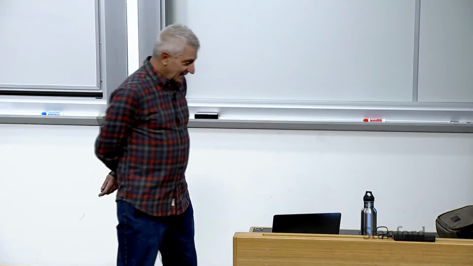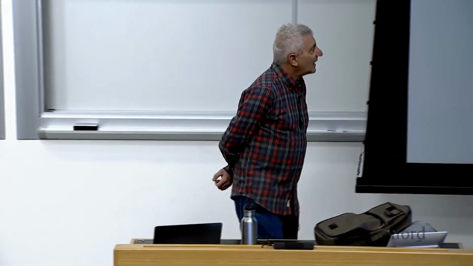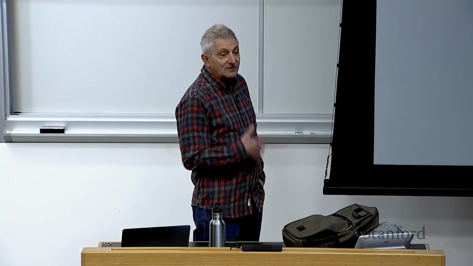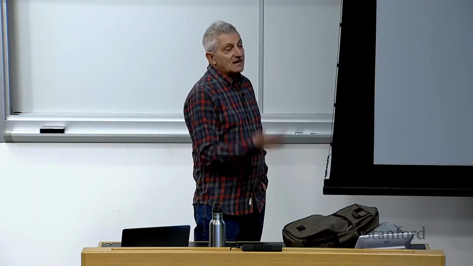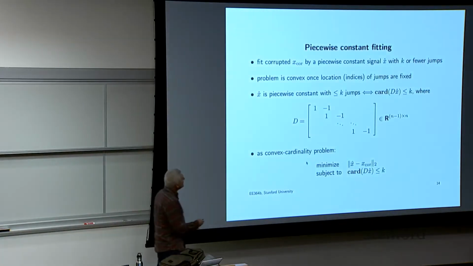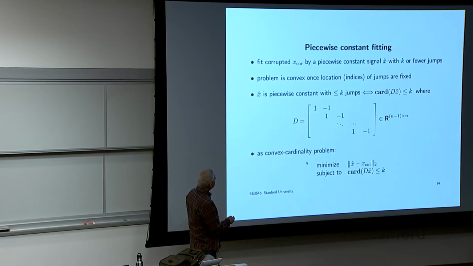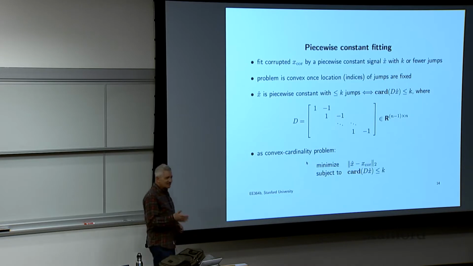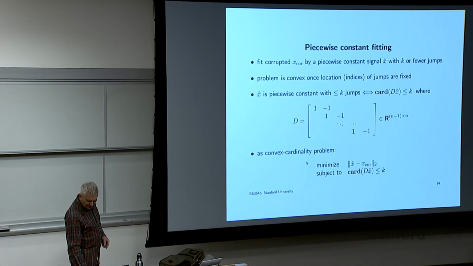So, okay, jumping back into this. We were talking about cardinality constraints, but the cardinality could be applied, for example, to, let's say, a first difference, in which case you would be doing piecewise constant fitting, and that's kind of obvious. You take a first difference matrix D, and then if Dx has a small cardinality, it means you have a small number of jumps in x, right? And you could just do this for the second difference and things like that.